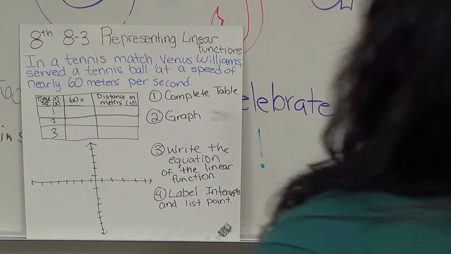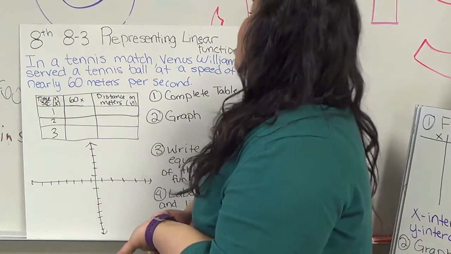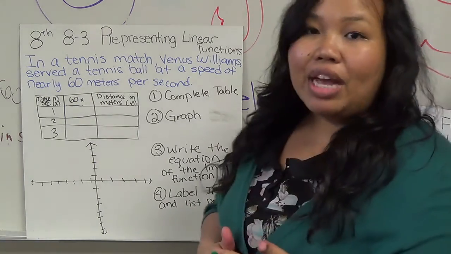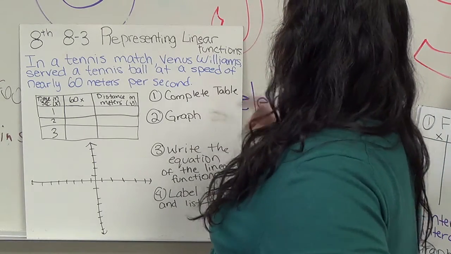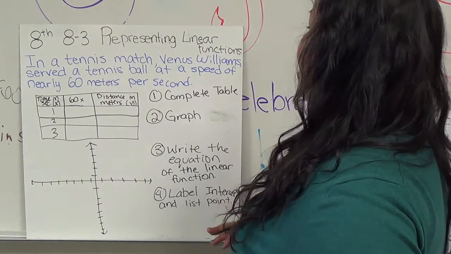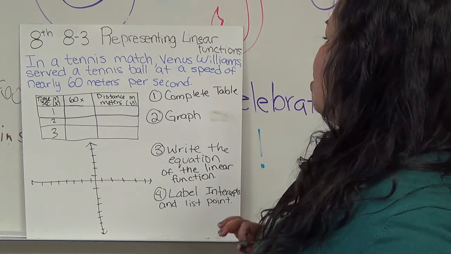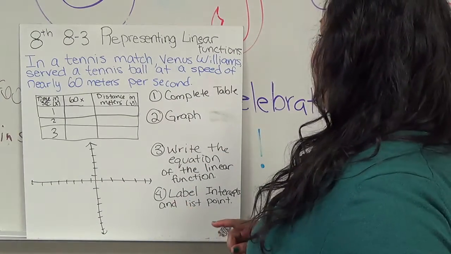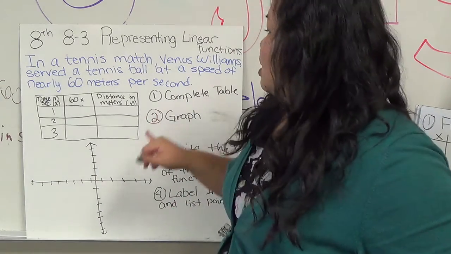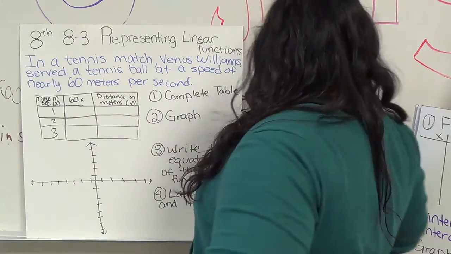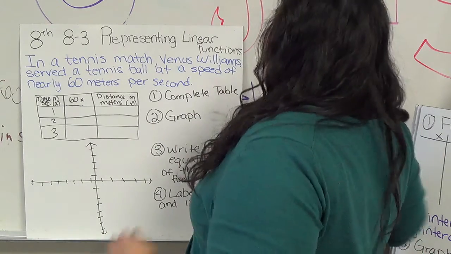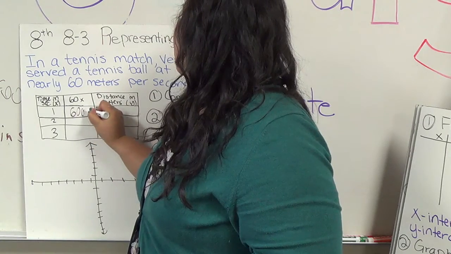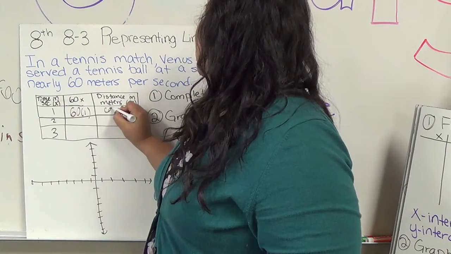In 8th grade, section 8.3, we're dealing with representing linear functions. For example, in a tennis match, Venus Williams served a tennis ball at a speed of nearly 60 meters per second. Okay? She serves the ball 60 meters per second. So that means in 1 second, we times it by 60. So we do 60 times how many seconds? And it gives us 60 meters.